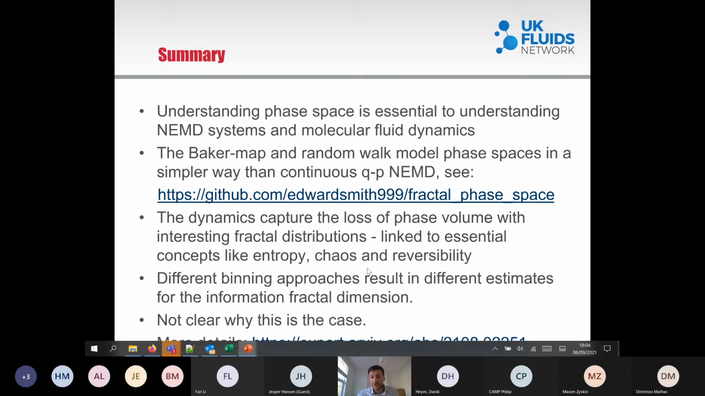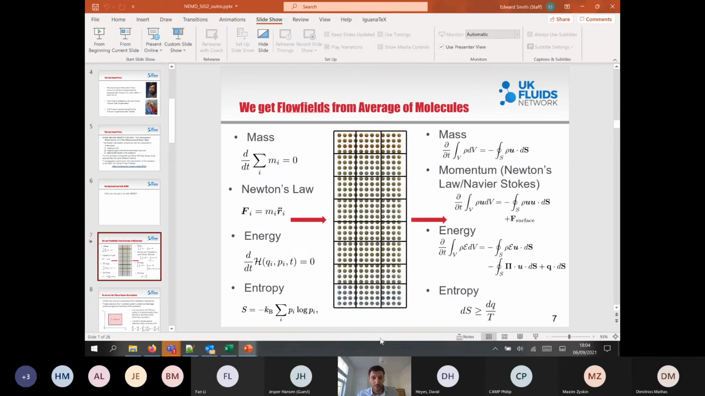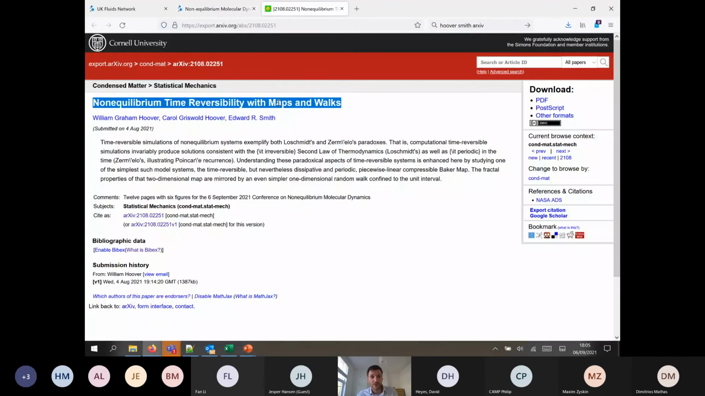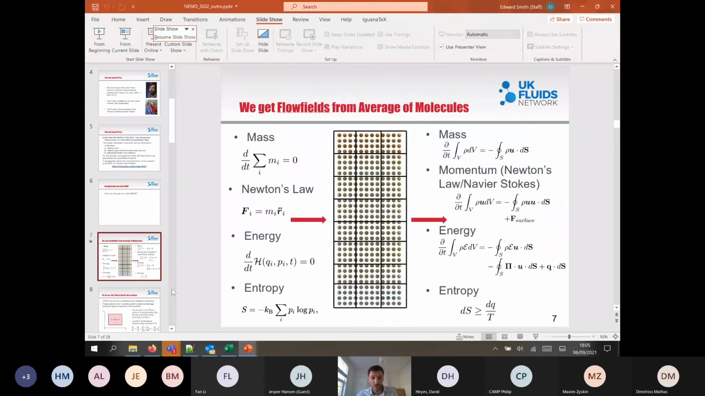So if you want to try this out, we've got until the end of the year to solve this problem. And the idea is you take the fractal dimension and use different binning, whether it's 2 or 3, you get different results. And just here at the bottom, unfortunately, it's cut off, is the archive link to the paper that Bill has written up. So if you search for non-equilibrium time reversible maps and walks, you'll get more information on this.